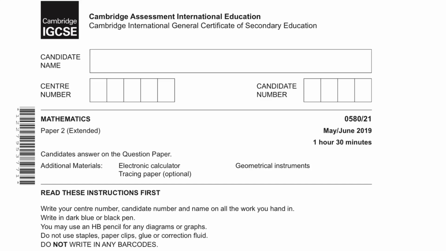Hi, today we are going to solve IGCSE Mathematics Paper 2 Extended 0580 Variant 21 May-June 2019. Let's start.